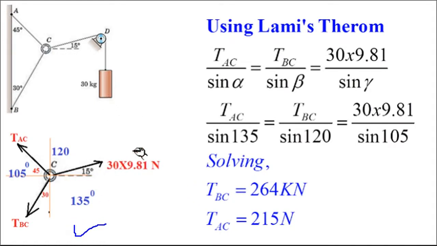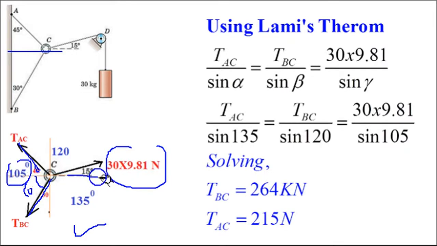Force is 30 kg, convert it into Newton, 30 into 9.81. Then this will be TAC, this will be TBC. Find out all these included angles, because this is 45. So this 45 plus this angle, 90 minus this 30, it will be 60. Okay, so 45 plus 60 is 105. And this one is 15, this one is 30, 30 plus 45 plus this 90, 135. So this angle will be 135. 360 minus this 105 and 135, you will get this angle as 120.